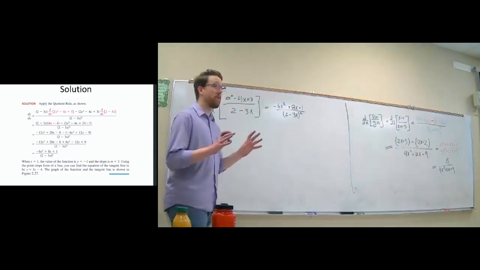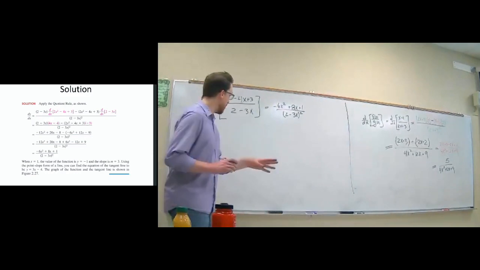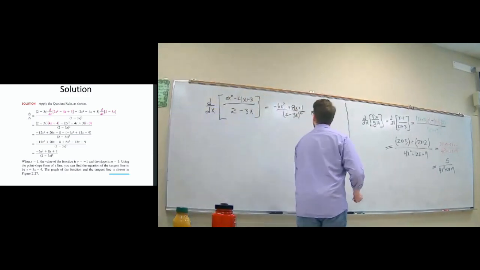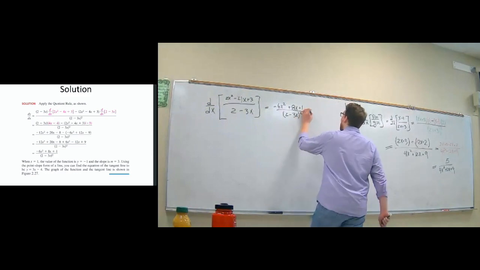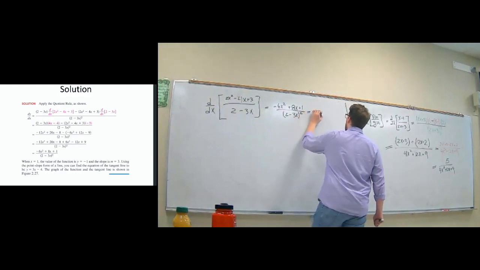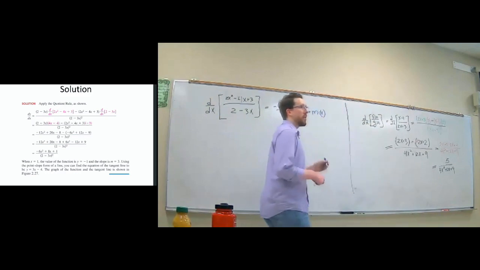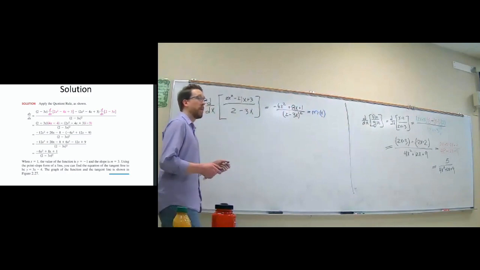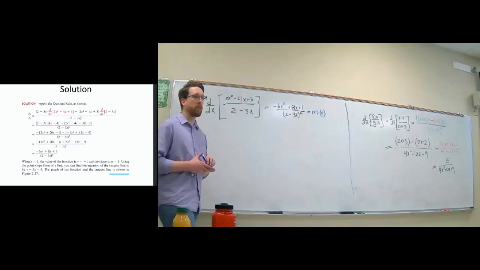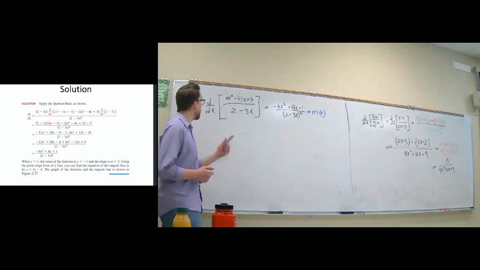Now I'm going to write something weird here, and I want you all to roll with it for a second. Let's call this n of x. What I mean by this is the function that gives the slopes of our tangent line, right? So let's just call it n of x. All we did was take the derivative.